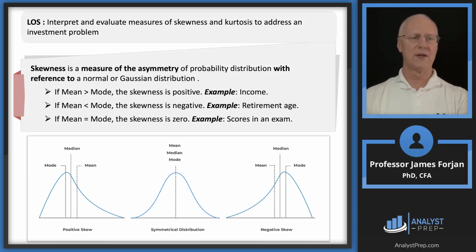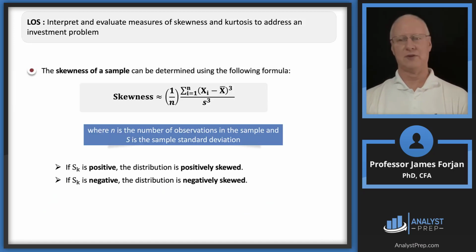Although, you look at the top up there. Mean is greater than the mode. This is positive skewness. Mean is less than the mode. This is negative skewness. There's an equation. Now notice the LOS doesn't say calculate skewness. We may have to do that in level 2. But for now, I don't think that you'll have to calculate it.